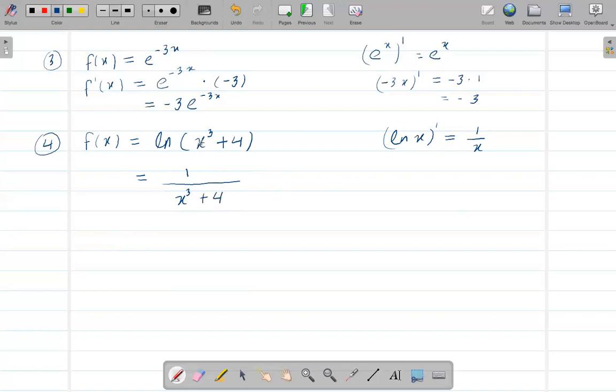Now, since instead of just x we have x cubed plus 4, I have to take the derivative of this inside part as well. So when we take the derivative of this inside, the derivative of x cubed first is, well, we bring this 3 down here, 3 times x to the power 3 minus 1, which will be 2. And the derivative of this is 0, right? The derivative of 4 is 0. Okay.